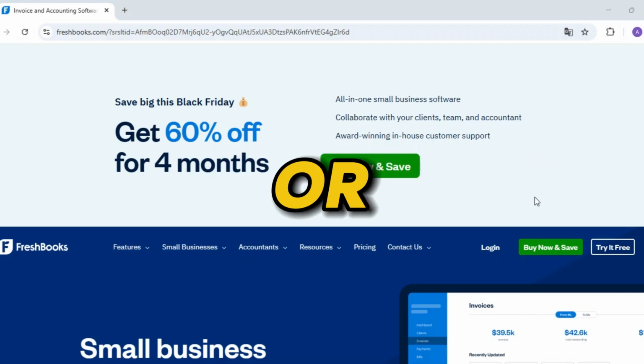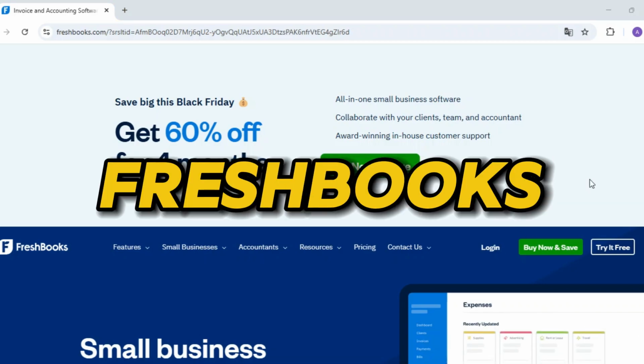Whether you bill by the hour or just need to understand where your time goes, FreshBooks Time Tracker is built for you.